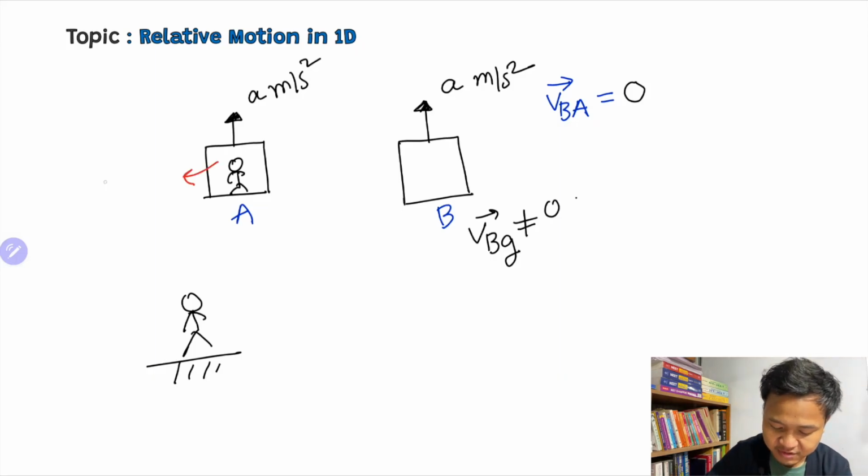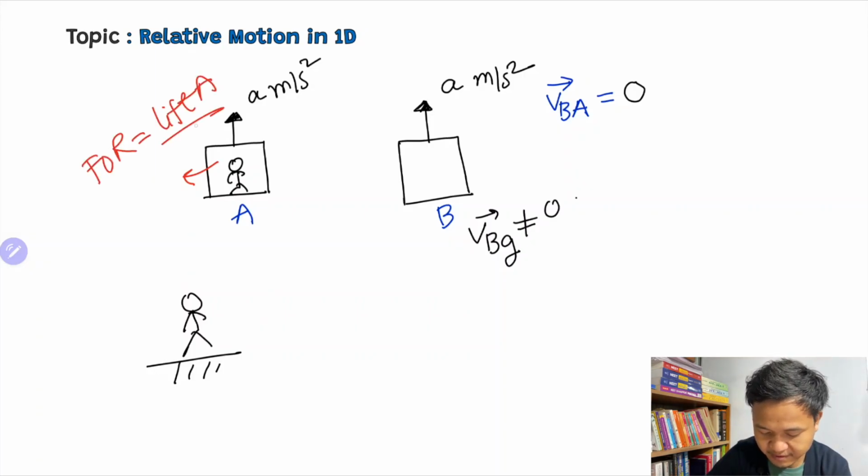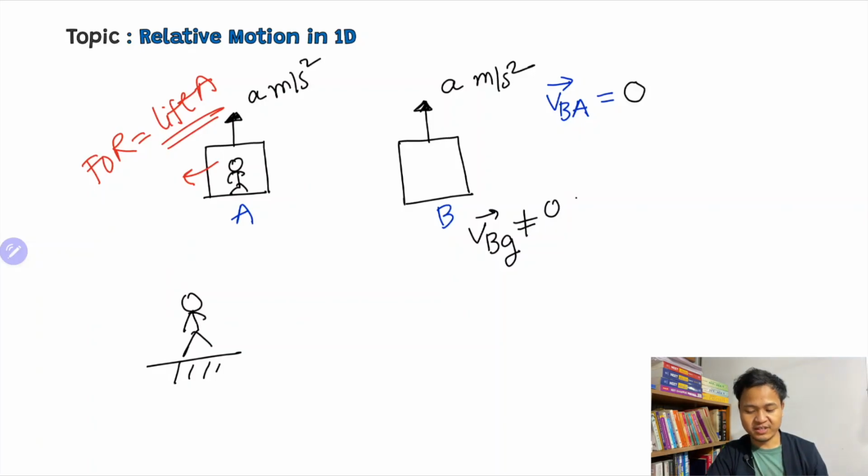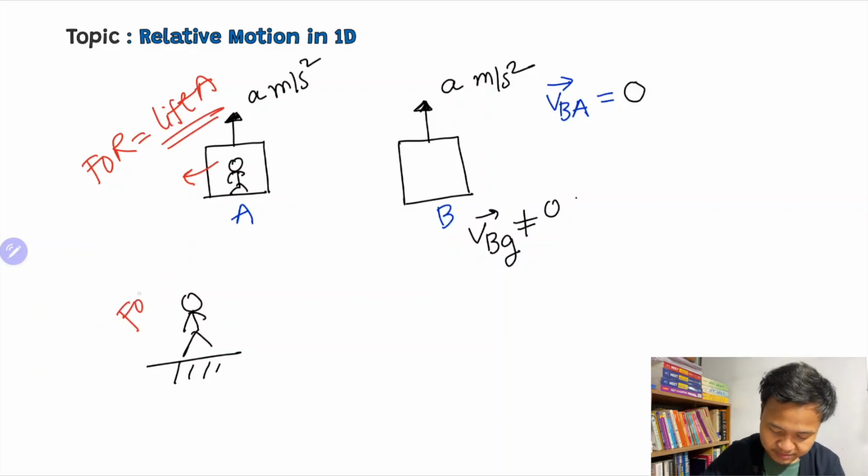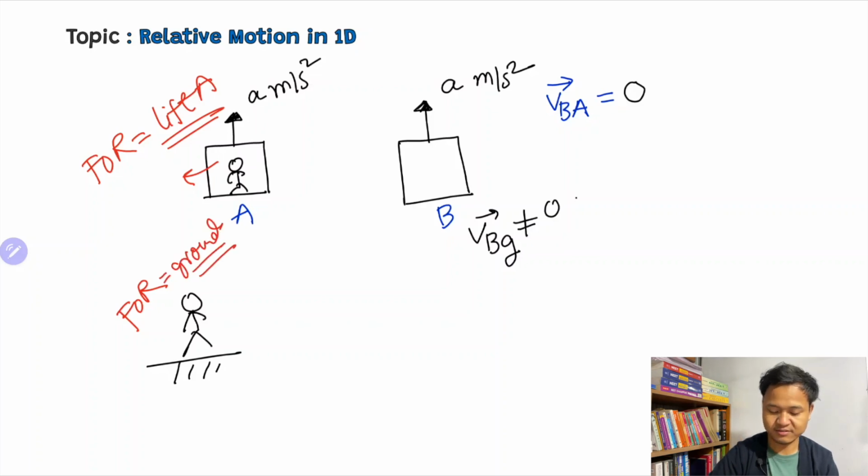So the frame of reference is lift A. Okay, so if you're sitting in the lift A and watching B, so your frame of reference is lift A. If you're standing on the ground, then for lift B the frame of reference is the ground. Okay, so if the frame of reference is ground, you say velocity with respect to the ground. Okay, if your frame of reference is A, you say velocity with respect to A. Okay, so basic frame of reference.